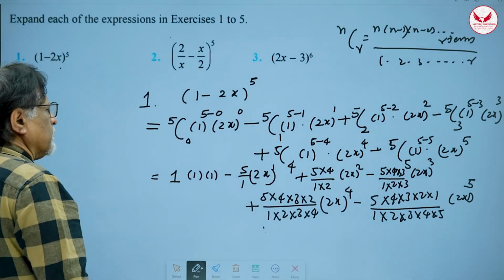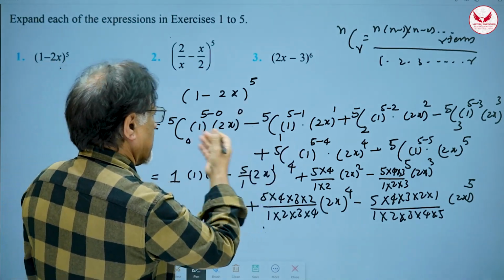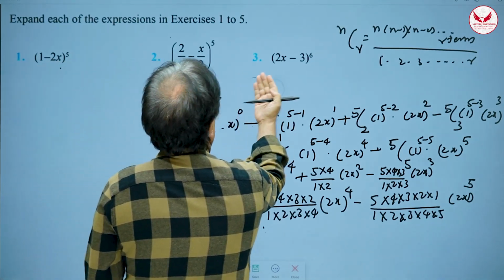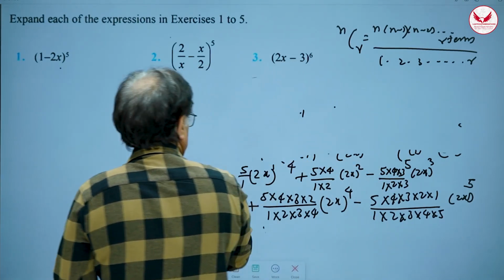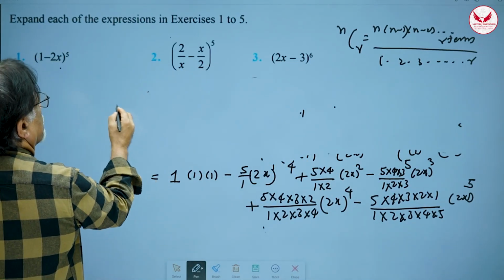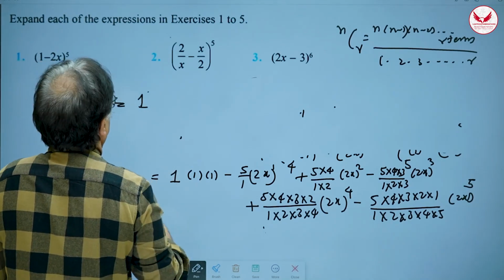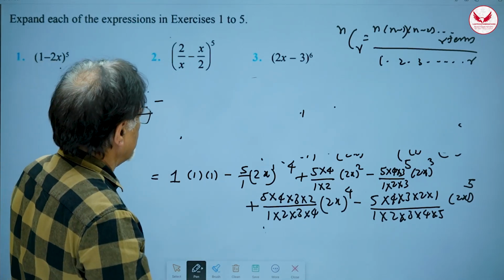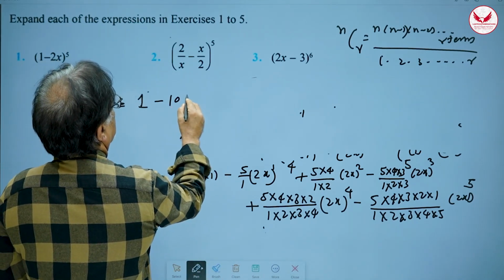Okay. So now, if I want to write down the correct answer here, I mean the calculational answer, completing the cancellation, let us see what happens. So we have a problem here. So first term is what? First term is obviously 1. Okay. Minus, what is the second term? 1 multiplied by 2x, 5 multiplied by 2x. So it will be 10x.